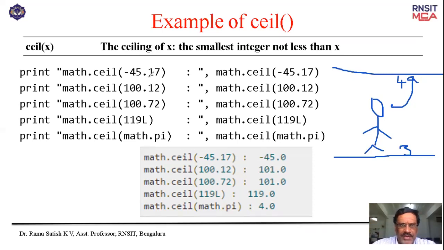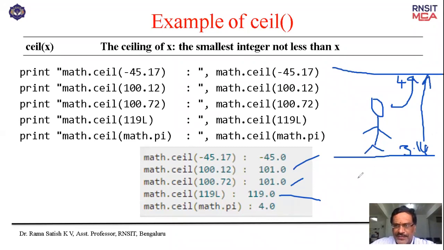Look at here. I'm giving minus 45.17. So the ceiling value is minus 45. It is a negative value. 100.12 ceiling is 101. Same way, 100.72 is also 101. 119 ceil is actually 119. And math.pi, fantastic, we can use it, right? When we use math.pi, it is 3.14. The ceil of 3.14 something is the top value. The ceil top value is 4.0.